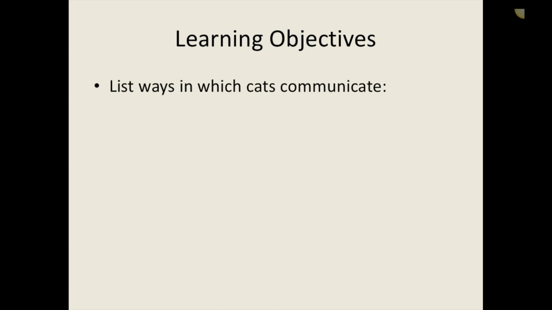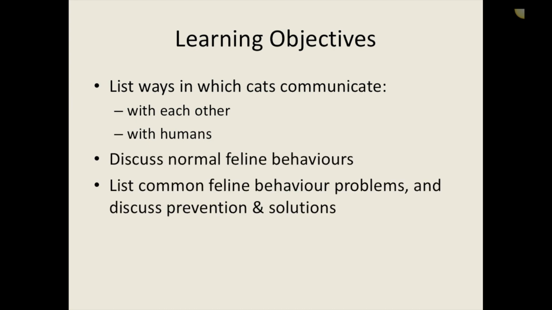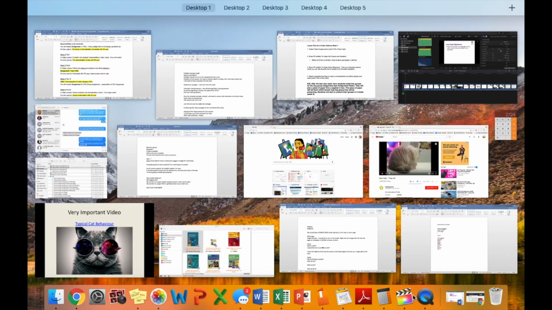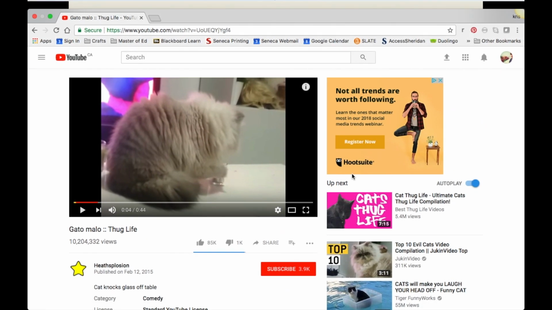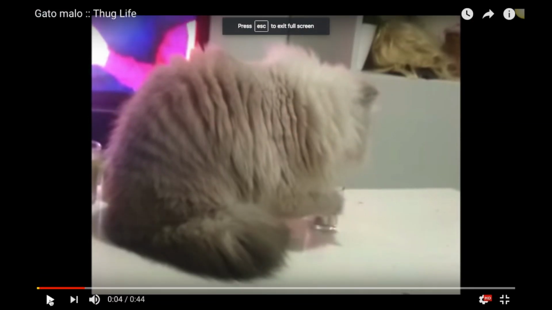Learning objectives: list ways in which cats communicate with each other and with humans, discuss normal feline behaviors, list common feline behavioral problems, and discuss prevention and solutions. Before we get started, I have a very important video for you to watch on typical cat behavior. This is probably my favorite ever, and now you get to share in this joy.